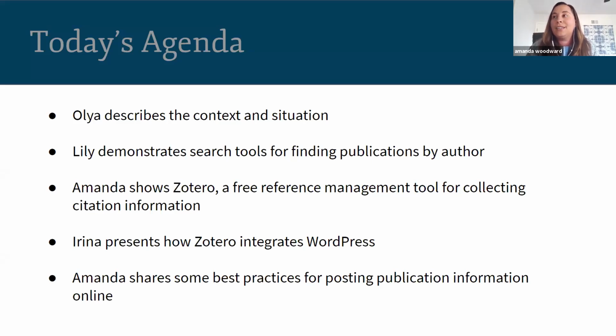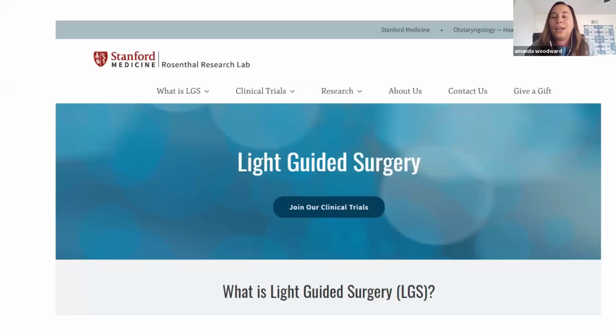And then Lily will demonstrate some search tools for finding publications specifically by author. And then I'll discuss a free software called Zotero, which works really well for dealing with all of the publication information that you need for creating citations. And it has a plugin for WordPress, which Irina is going to demonstrate, so you can see how it works well with WordPress sites. And then I'll wrap up the presentation by sharing some best practices to consider when posting publication information online, because there are some copyright concerns and things like that that you want to be aware of. So to get started, I'll pass it over to Olya to talk a little bit about the situation she encountered.